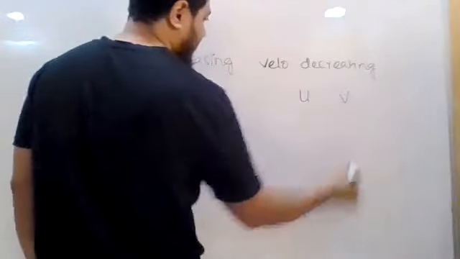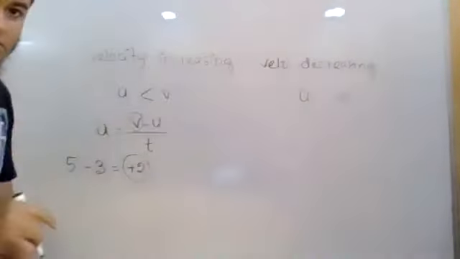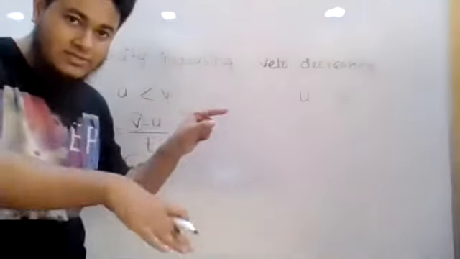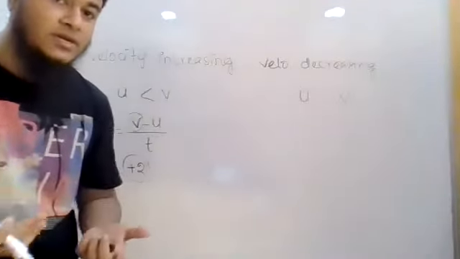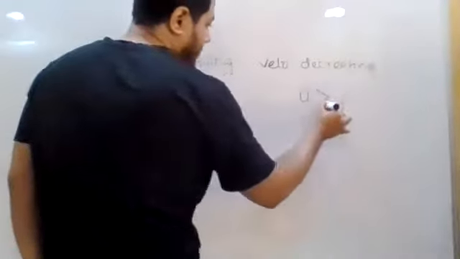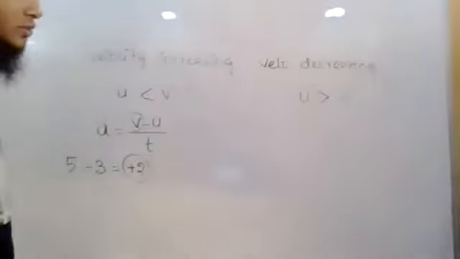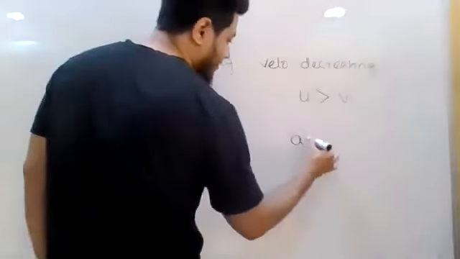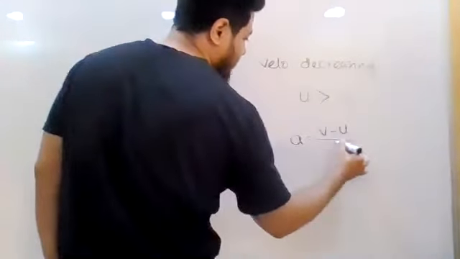Again, we have u. The initial was u, then it decreased. So which one is greater now? Sir, u is the initial, greater. Now again, a is equal to v minus u by t.